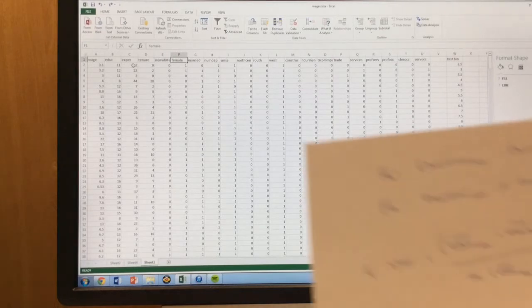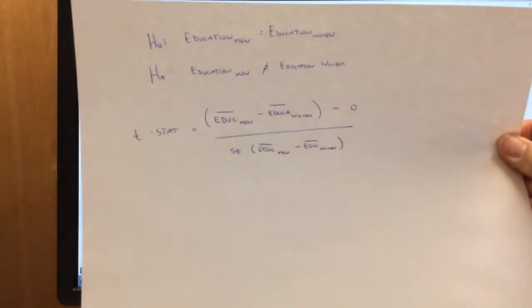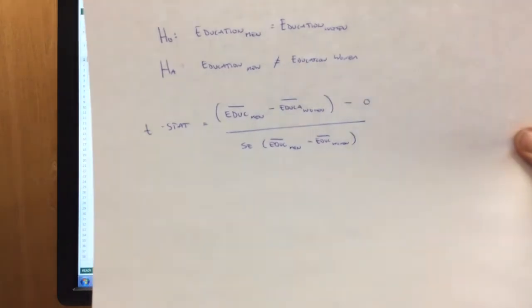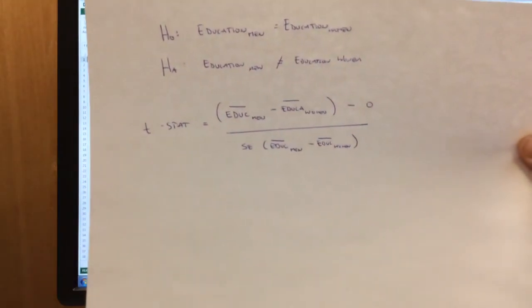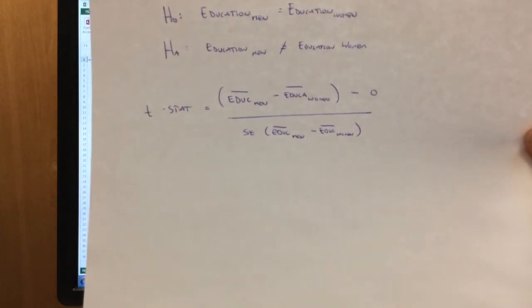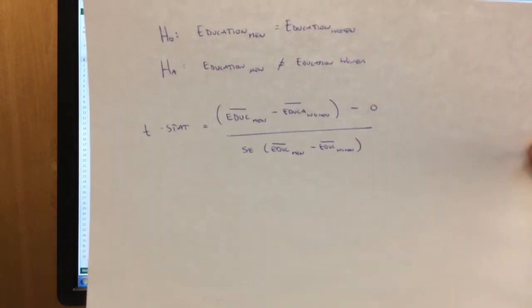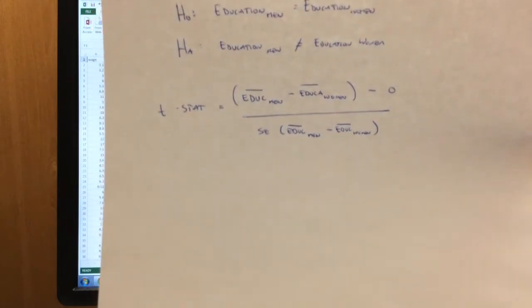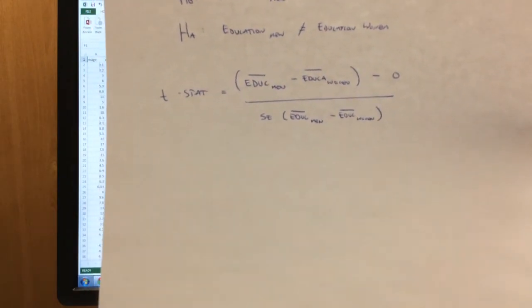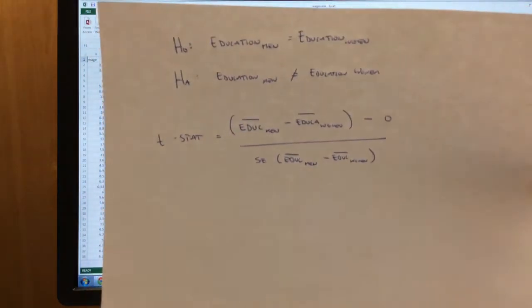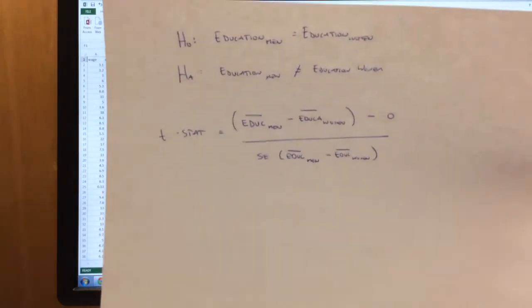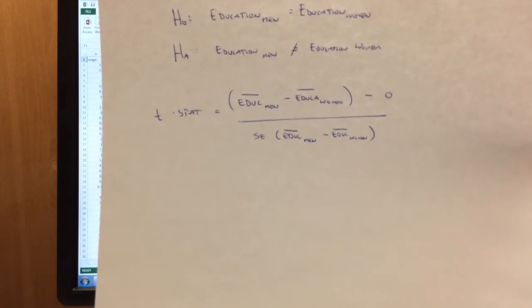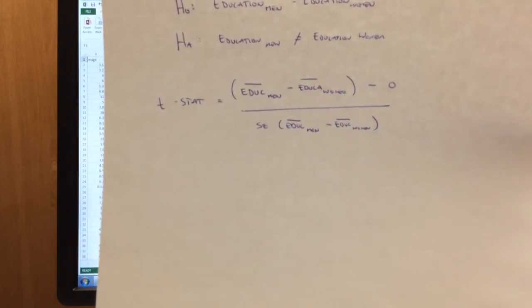So I'm going to set this up with a null hypothesis that the education of men is equal to the education of women. That becomes my population parameter. And the alternative is that education of men is not equal to education of women. So to create my t-stat, I now have not just the one mean, but I have the difference in means. My population parameters are equal to each other, so therefore the difference is equal to 0. Now the denominator has a standard error of education of men minus education of women.